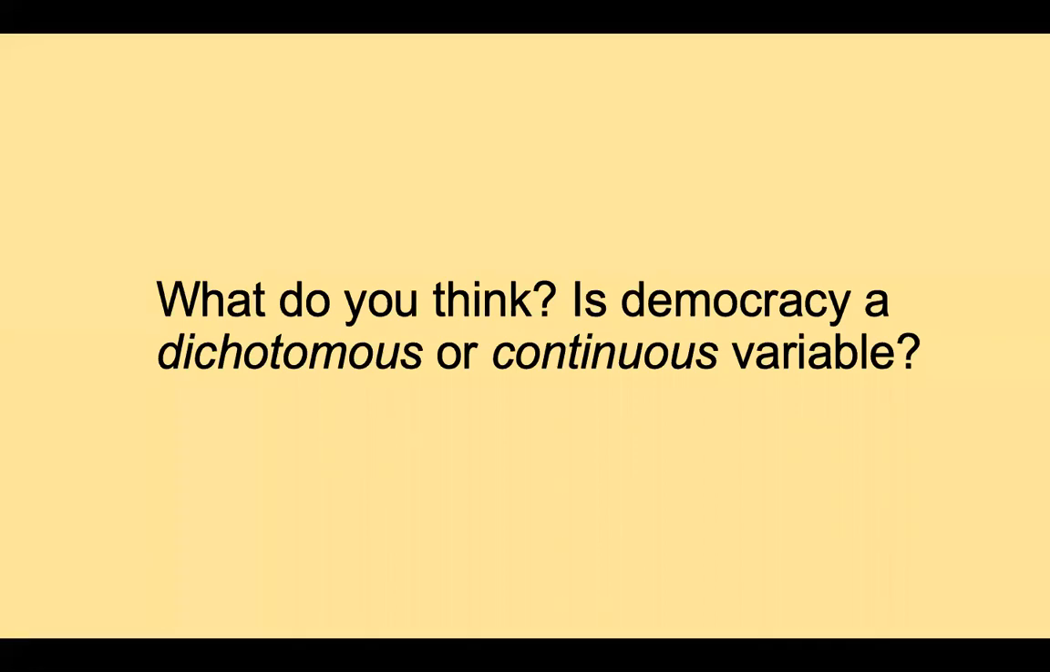We can think of different ways that democracy could be both dichotomous and continuous, and different ways that dictatorship can be both dichotomous and continuous. The lesson here is that there are multiple ways of thinking about this, and we can think critically about these different perspectives in useful ways.